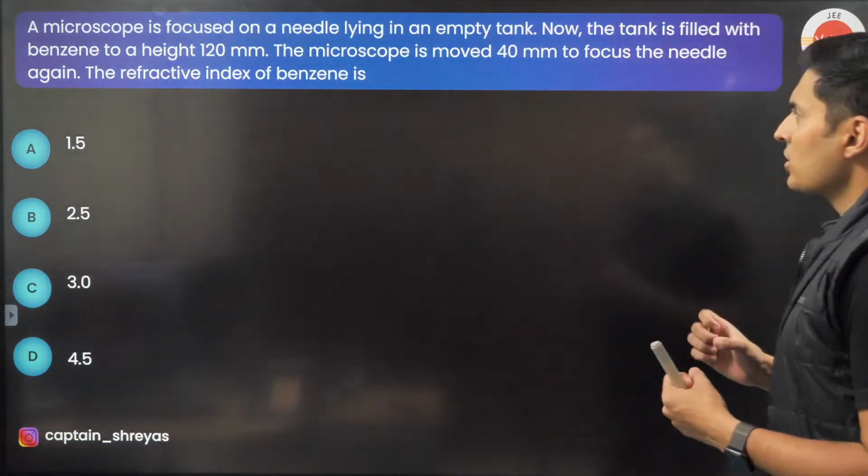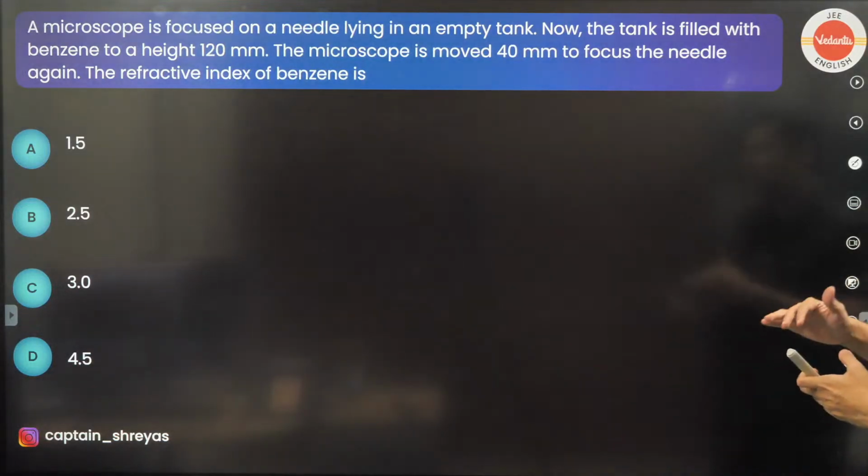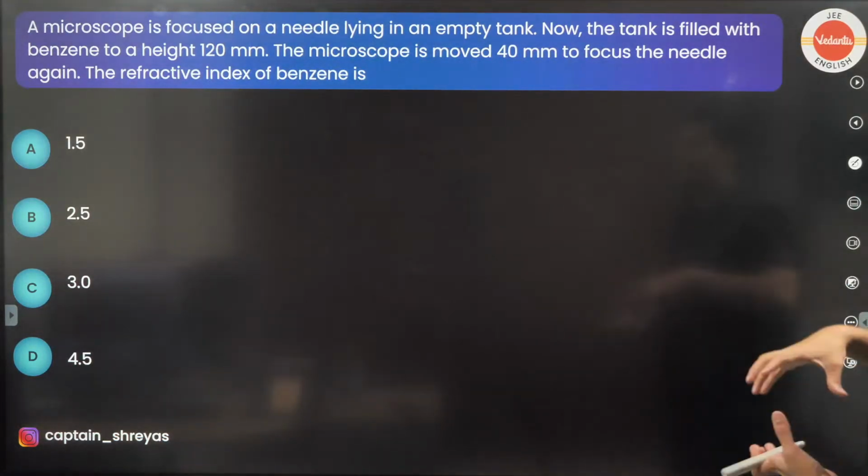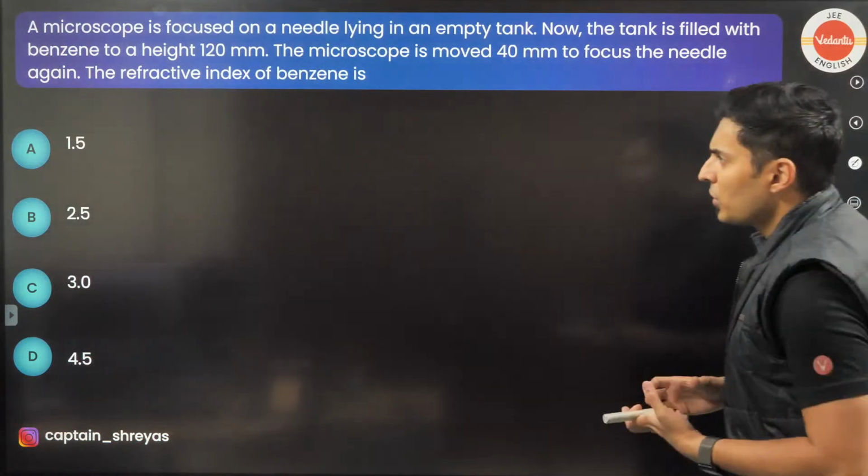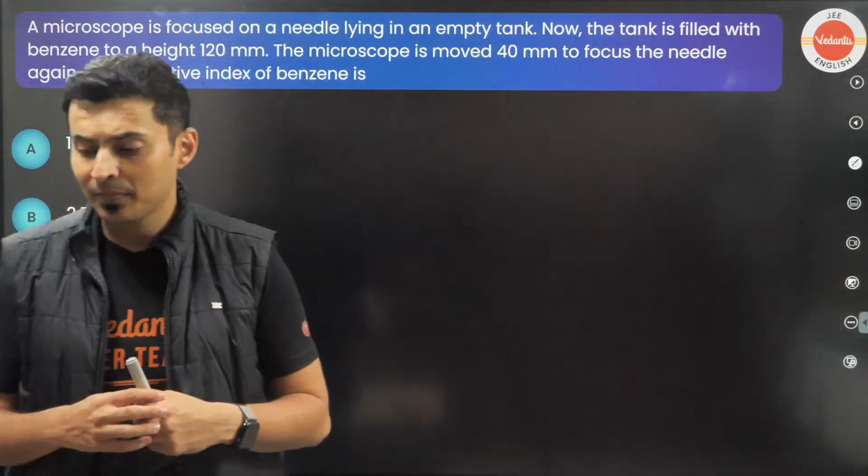A microscope is focused on a needle lying in an empty tank. Now the tank is filled up to a benzene height of 120 meters. You have to shift the microscope. So the question is, what is the refractive index of benzene?